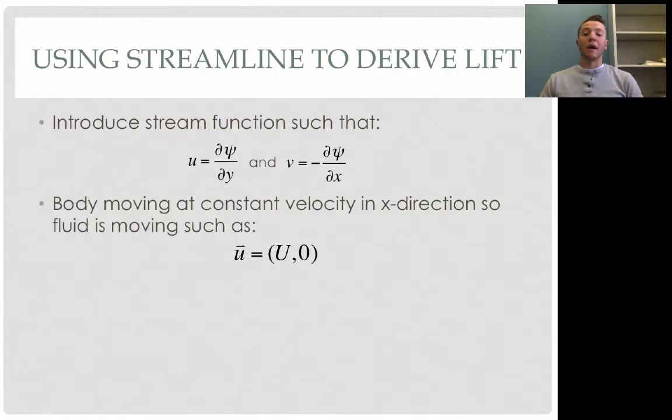And again, we're assuming our body is moving at constant velocity in the x direction, so the fluid is moving at some constant velocity. I'm going to call this capital U, because we're talking about the u component, the x direction, and obviously it's not moving in the y direction, so that will be 0. Therefore, capital U is equal to the x component, which is the partial of psi with respect to y. If we do a little separation of variables here and take an integral with respect to y, we see that psi must equal U y.